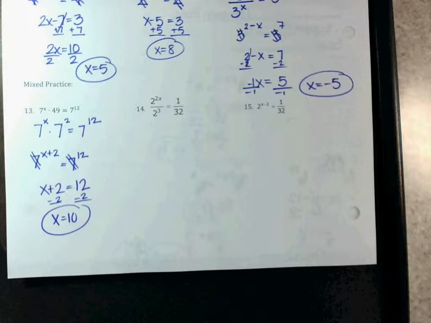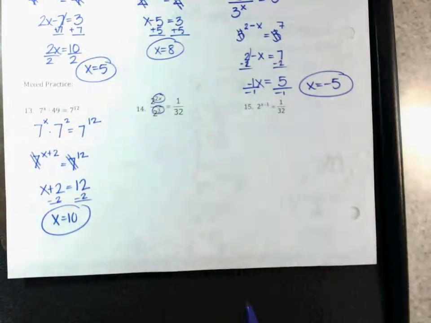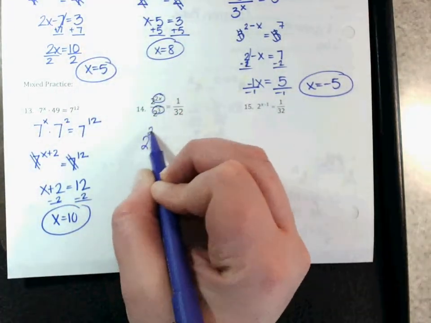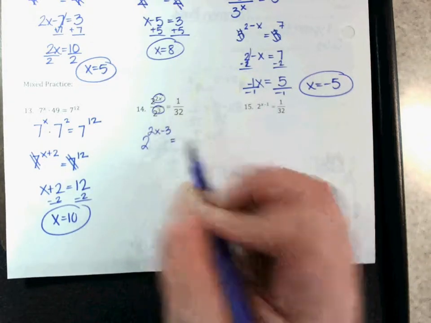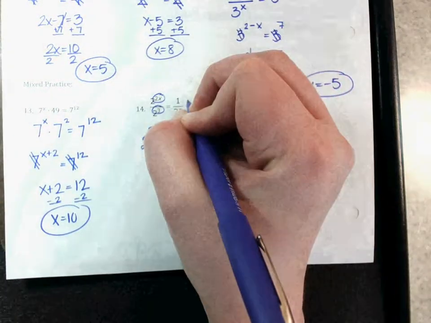So if you were here yesterday, we need to teach it to the people that weren't. On the left side, I have bases of 2's. What am I going to do with the exponents? Subtract. So it'd be 2 to the 2x minus 3. On the other side, it's a fraction. Flip it. But what do you have to do to the exponent when it's a fraction? Turn it negative.